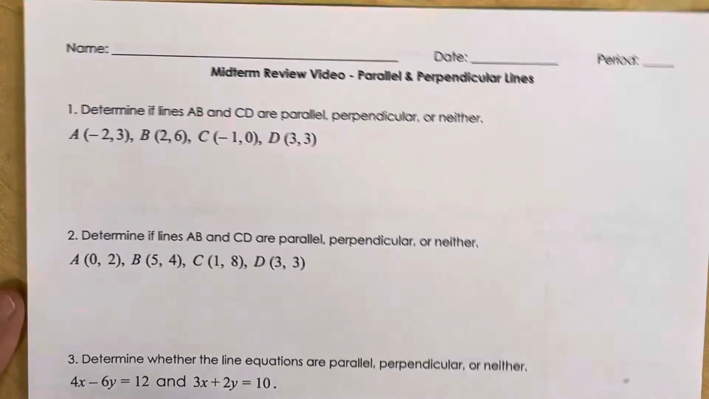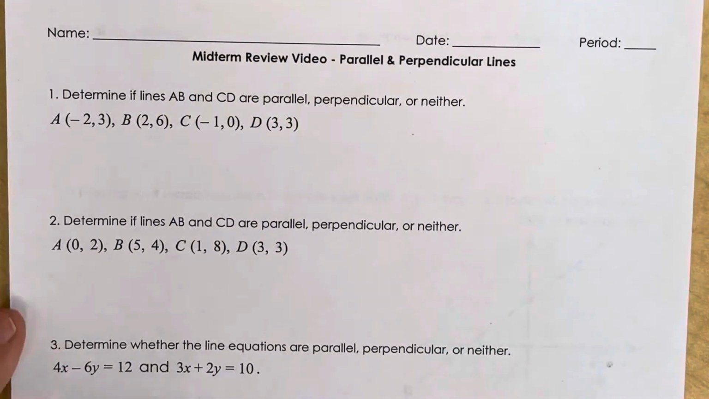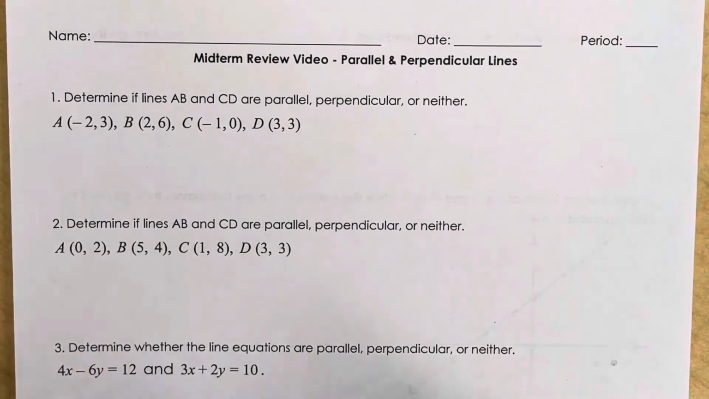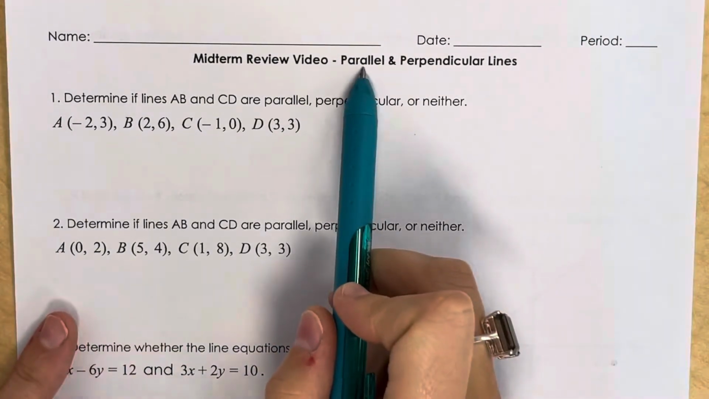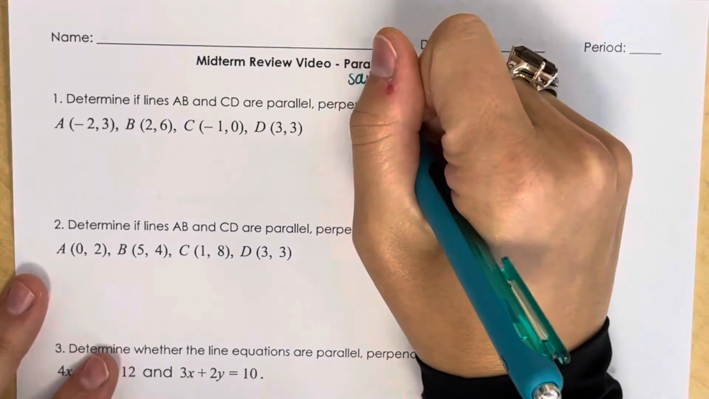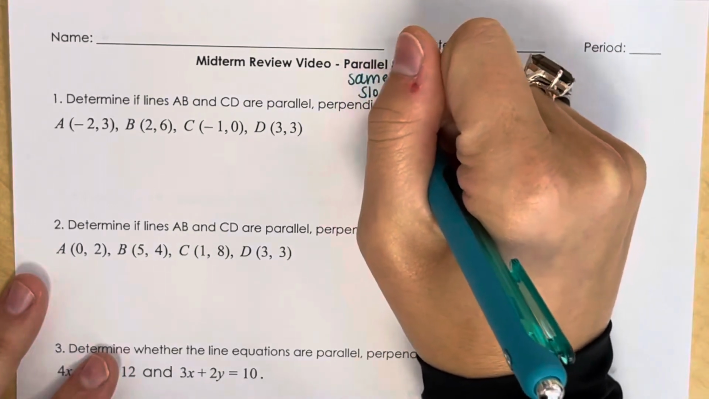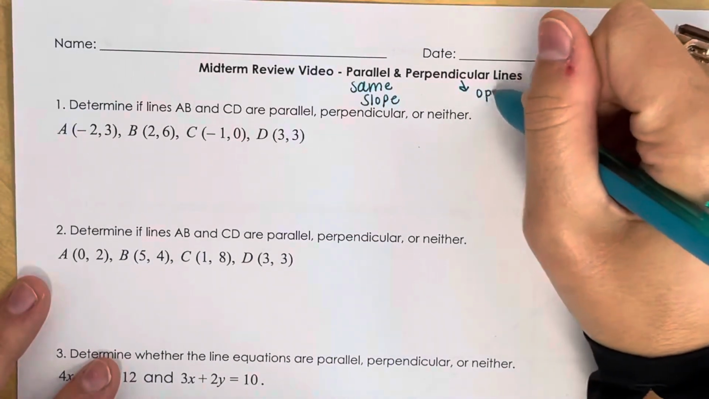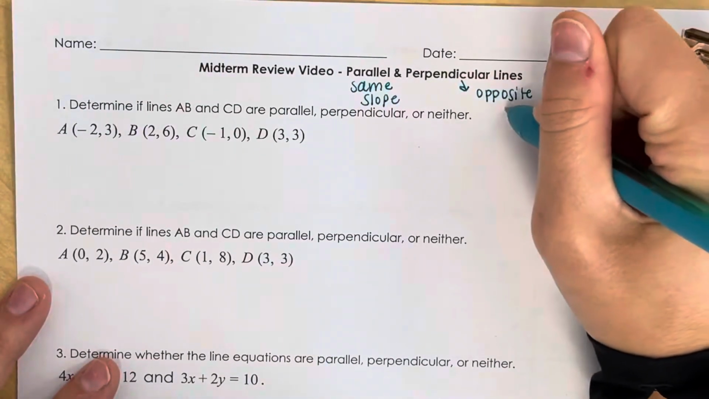So we're going to go through some examples, just some reviews of how to determine if lines are parallel or perpendicular. You can follow along with these notes and write them down with me. Remember that if lines are parallel, that means they have the same slope. And if lines are perpendicular, that means they have opposite reciprocal slopes.